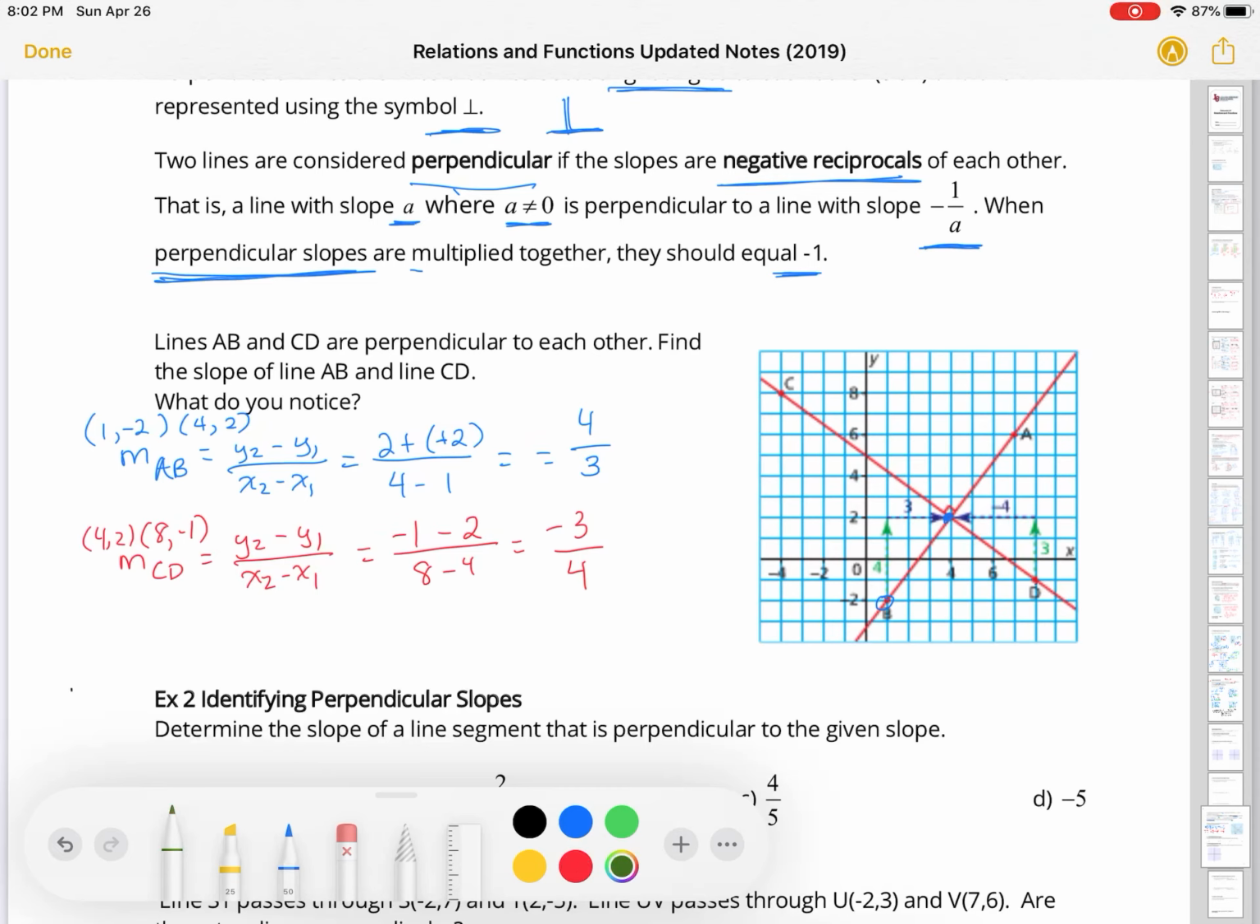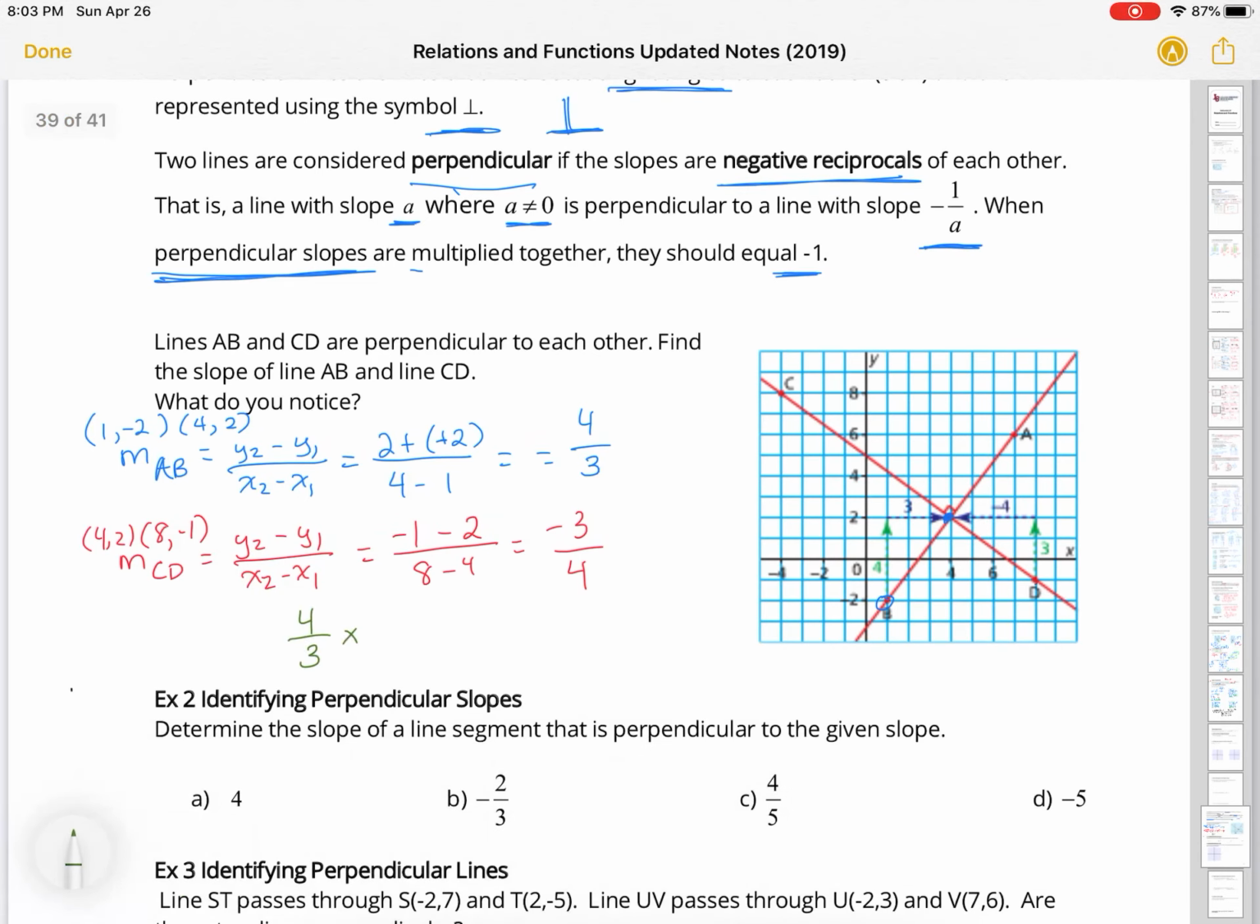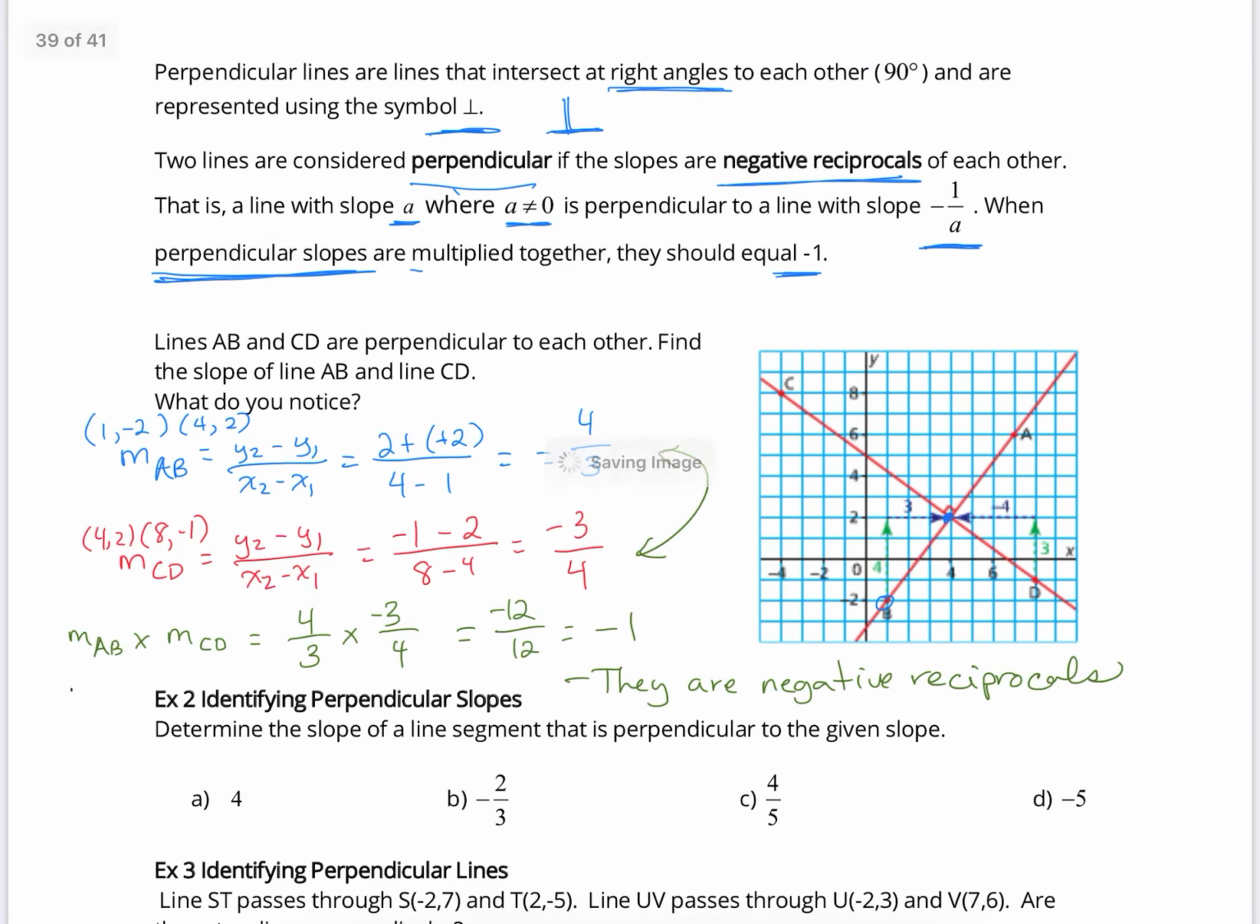Now, what do we notice? Well, if I take both of these slopes, 4 over 3 times -3 over 4, so this is slope AB times slope CD, what I get is -12 over 12, which is equal to -1. So they are negative reciprocals of each other. Okay, so they are negative reciprocals.